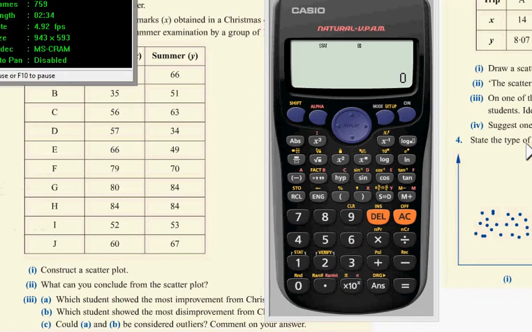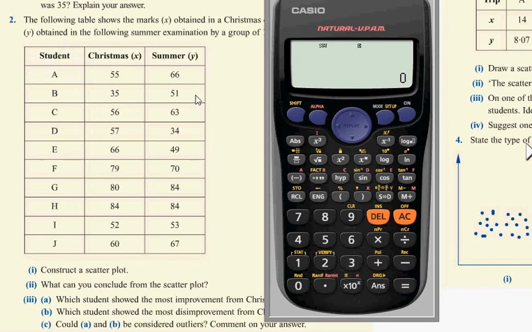Let me know. What we're going to do is find the mean of both. We're going to find the mean of the Christmas results and the mean of the summer results. To do this, we go to stats, we go to number 4 for variables. X bar is the mean of the x values. Sigma x is the standard deviation of the x values. Y bar is the mean of the y values. Sigma y is the standard deviation of the y values.